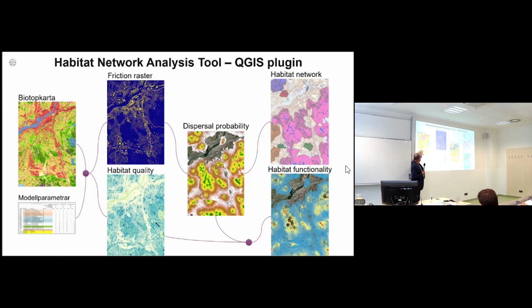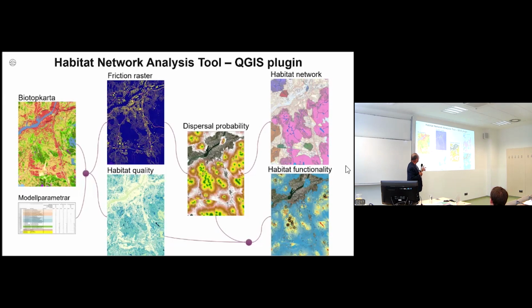So you have a raster file for the input, and you have an Excel file which has all the parameters for all the species. Then you run it as a plugin in QGIS, and you get several maps for each of the species that you model at the same time, which can be very useful in different ways.